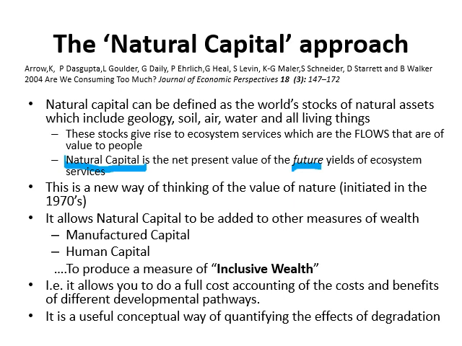And if we can quantify natural capital, then we can add natural capital to all other measures of wealth, for example, manufactured capital or human capital. You've heard of human capital. If we can add natural capital to these other aspects of wealth, then we can produce a measure of inclusive wealth. So if we take the natural capital approach, then we can do a full cost accounting of the costs and the benefits of different developmental pathways. It is a useful conceptual way of quantifying the effects of degradation. If we're going to write an equation, you would have inclusive wealth equals manufactured capital plus human capital plus natural capital. This is a field where ecologists work with other disciplines, especially those in the decision sciences such as economics, management, and politics. And so we have to use words and frameworks that are understandable and usable by everyone.